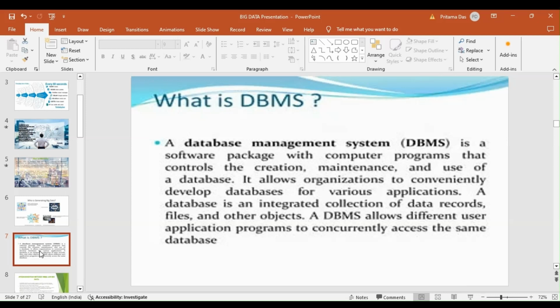A database is an integrated collection of data records, files, and other objects. A DBMS allows different user application programs to concurrently access the same database. So, basically, DBMS is a software which is used to manage the database.